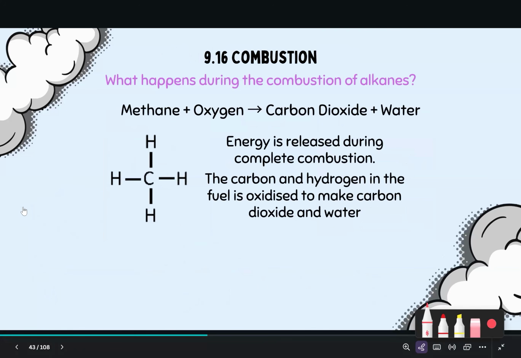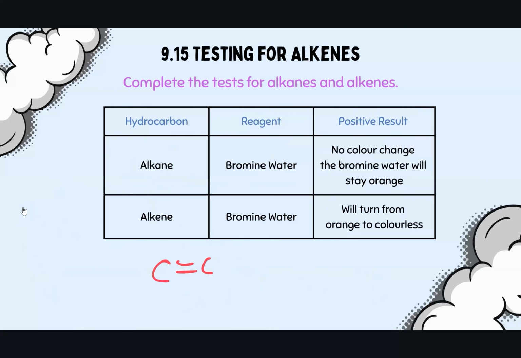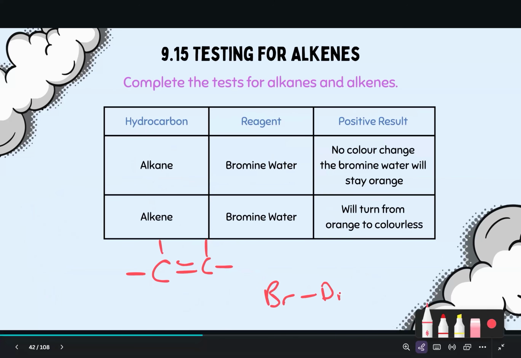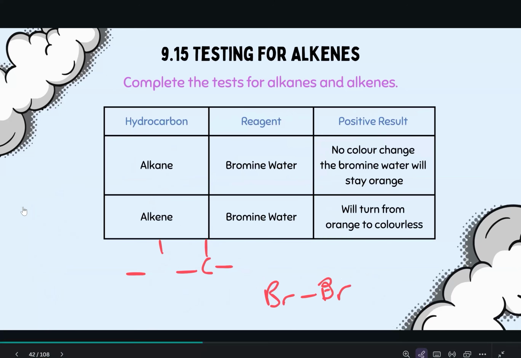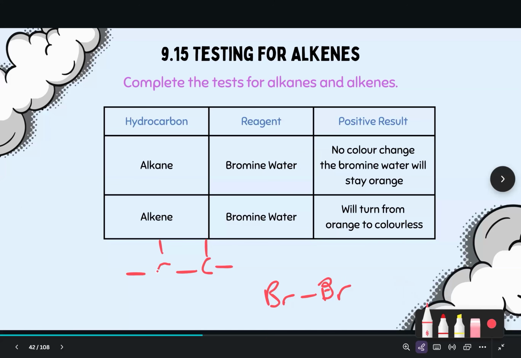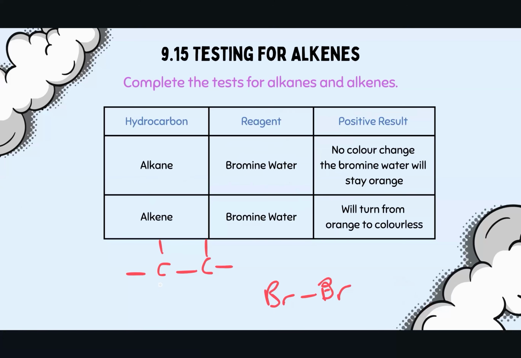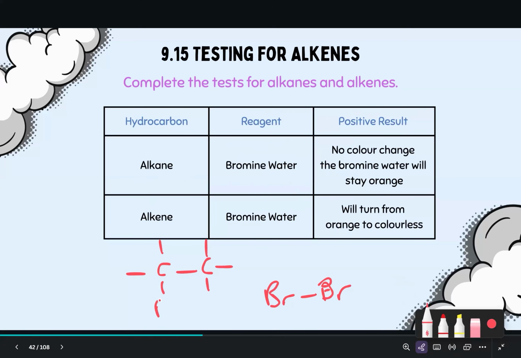So now we've got a carbon-carbon double bond, and we've got our bromine. Now what happens this time is the double bond breaks. Now that the double bond's broken, we've got additional bonds that can form here and here. So the bromine attaches here, and the other bromine attaches here. And you'll learn about this mechanism in more detail when you do A-level chemistry.